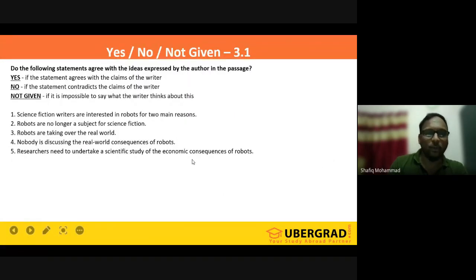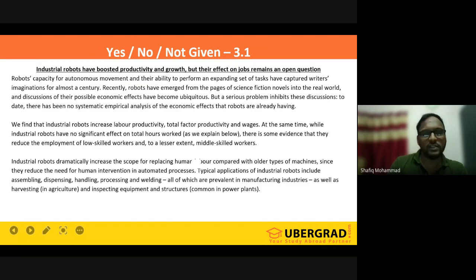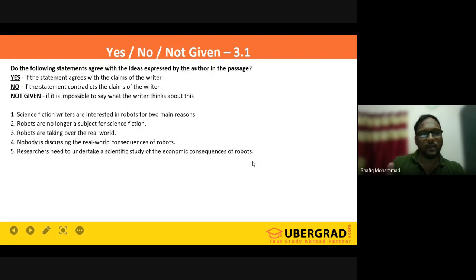It is exactly opposite. They are discussing the consequences. What will happen in future if the robots come into existence, isn't it? So it is saying maybe dramatically increasing the scope of replacing human labor with all types of machines. It's a consequence, right? So definitely they're discussing the consequences here. So the fourth one is no.